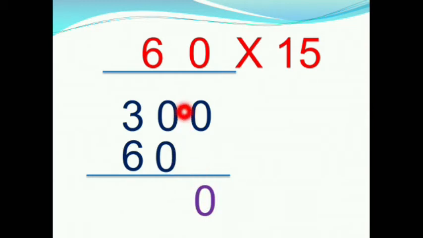Next we should add tens place digits. They are 0 and 0. 0 plus 0 is equal to 0. Next we should add hundreds place digits. They are 3 and 6. 3 plus 6 is equal to 9. Write 9 in hundreds place. Therefore, the product of 60 into 15 is equal to 900. Children, see the next question.